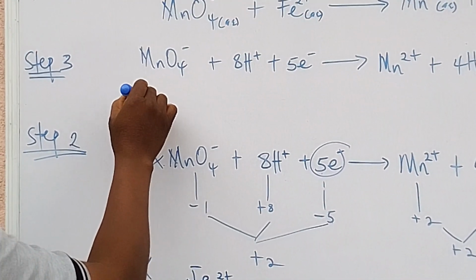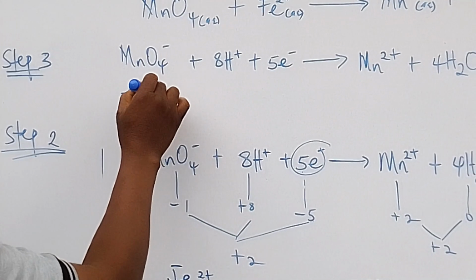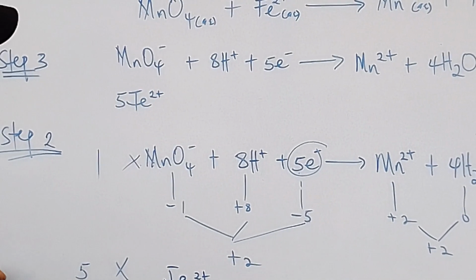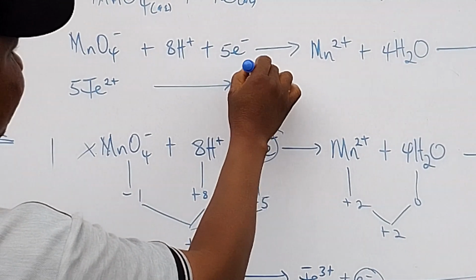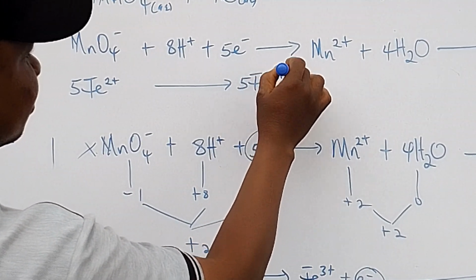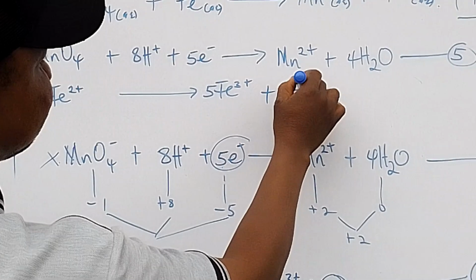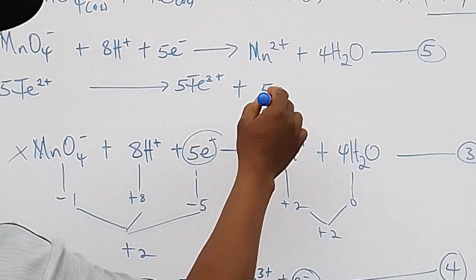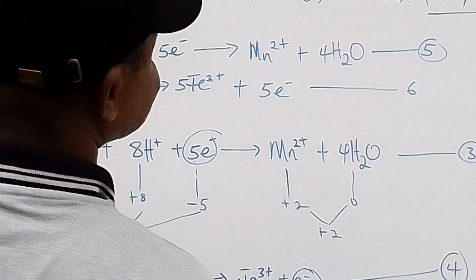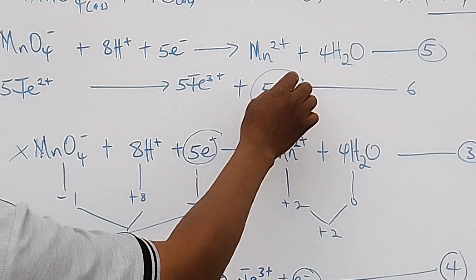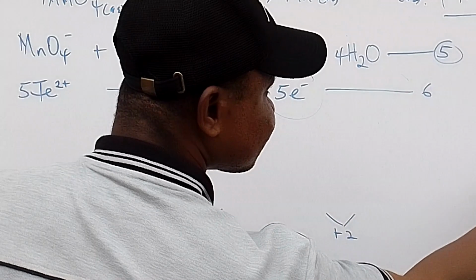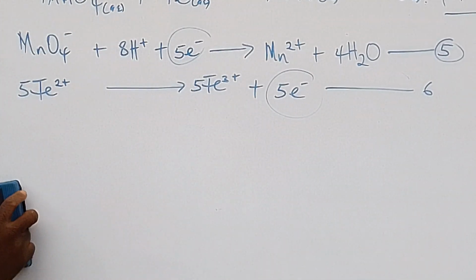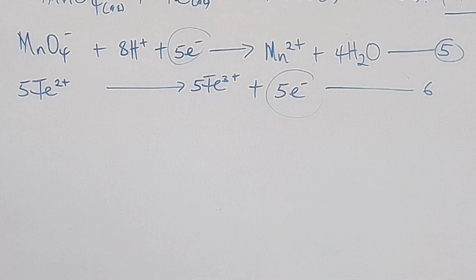We're going to have 5Fe2+ producing 5Fe3+ + 5e-. That is equation 6. When you look at it, the electrons there is 5, the electrons here is 5. That's equal. So let's quickly proceed to the last step. The last step is step 4. Let's check out the last step.